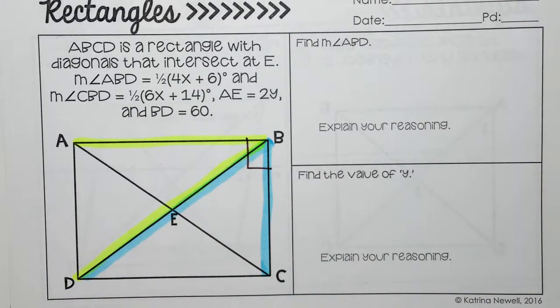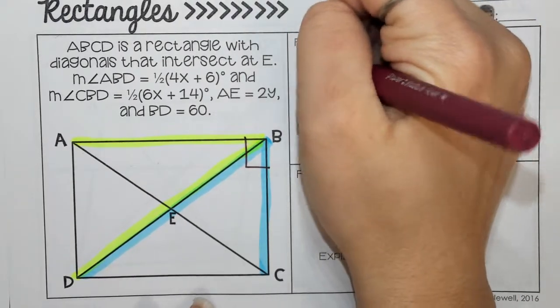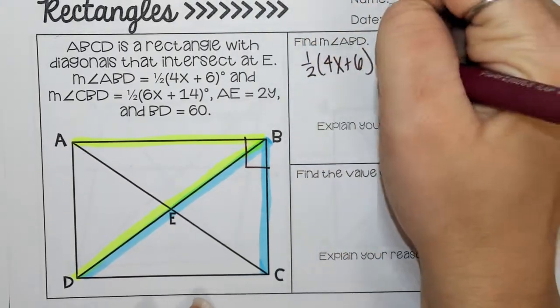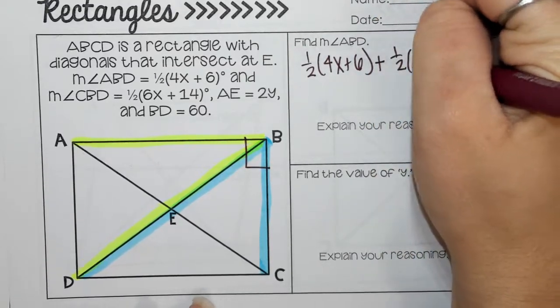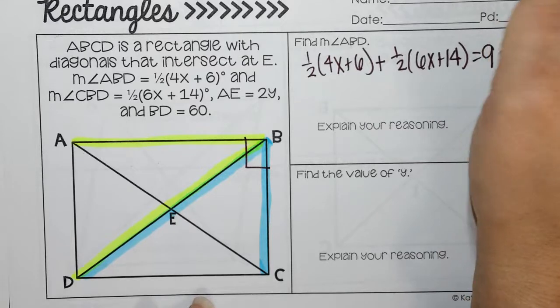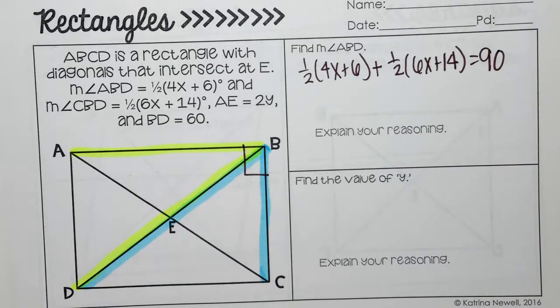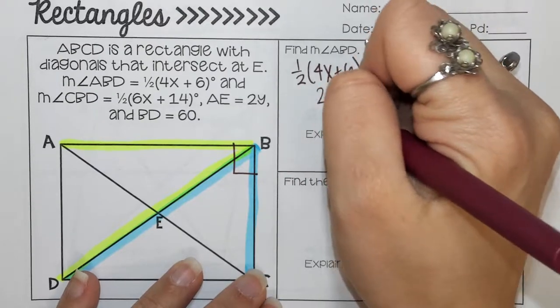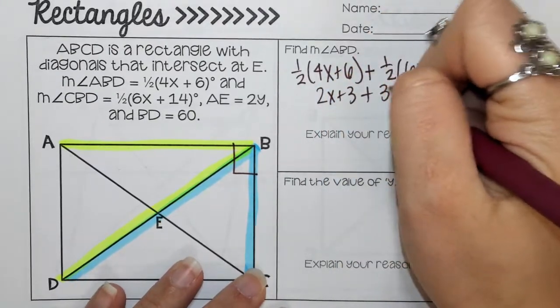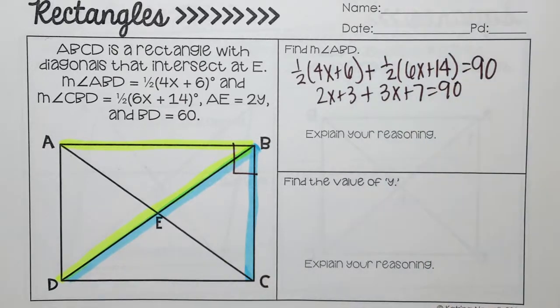If I put those together, they create a 90-degree angle. And putting together means what mathematical operation? Addition. So I'm going to say 1/2 times 4x plus 6 plus 1/2 times 6x plus 14 equals 90. And this time I get to use 90 because it's an angle. If you have sides, are you going to set it equal to 90? No, because sides are congruent. They're not congruent to 90. Now, 1/2 of 4x plus 6 is 2x plus 3, plus 3x plus 7 equals 90, and then I would finish working it out.